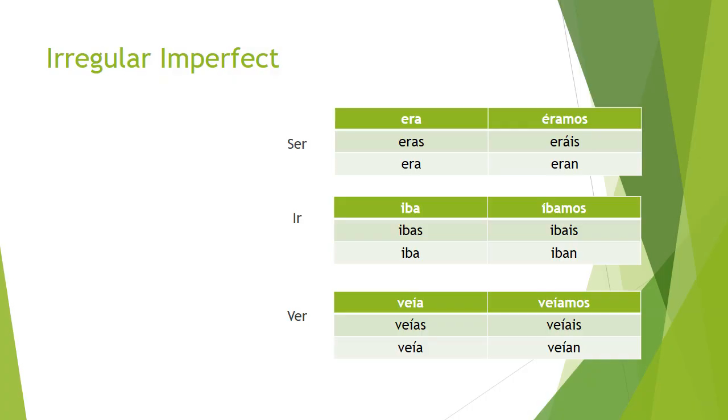There are only 3 irregular verbs in the imperfect: ser, ir, and ver. Ser goes era, eras, era, éramos, erais, eran. Ir goes iba, ibas, iba, íbamos, ibais, iban. And ver goes veía, veías, veía, veíamos, veíais, veían.